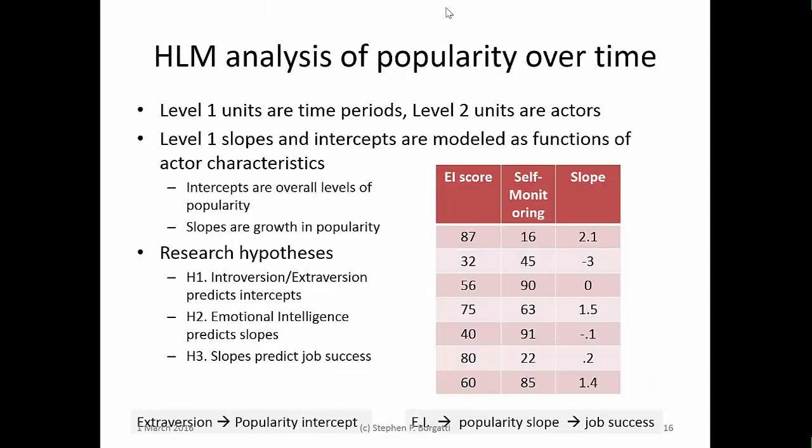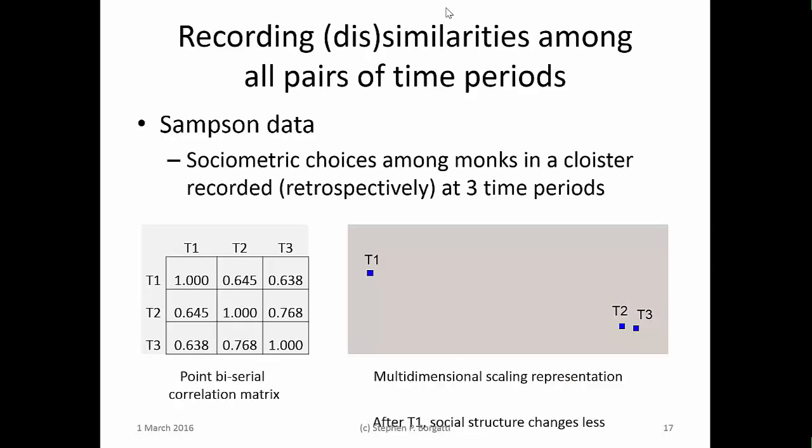Okay, so I have here the hypotheses and all. When I put up the slides, you can go back over and see what we said about here. So lastly, we did this last week with the Newcomb data, but this happens to be the Sampson data, which has liking at time 1, time 2, and time 3, and I simply correlated the whole matrices. And what you see is that at time 1, the social structure is quite different from time 2 and 3, but from time 3 to 2, there isn't much change.